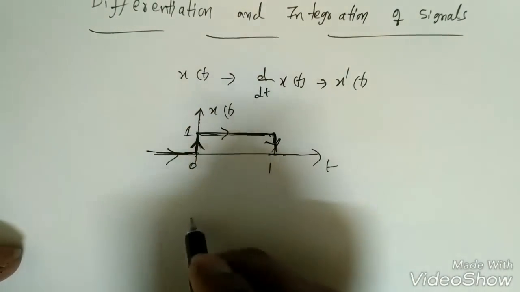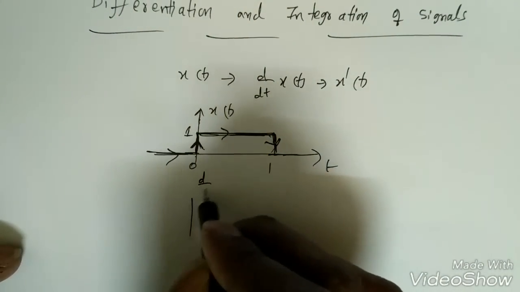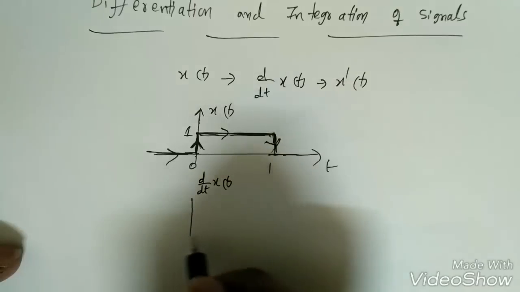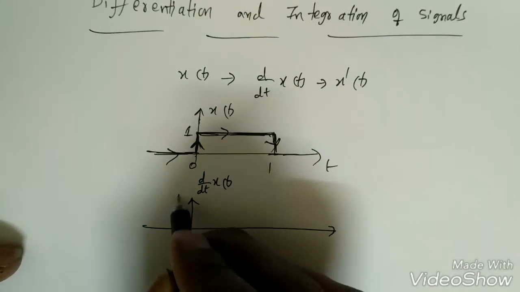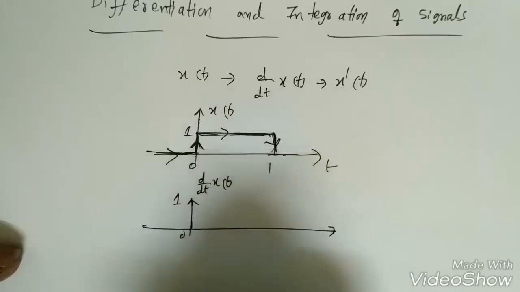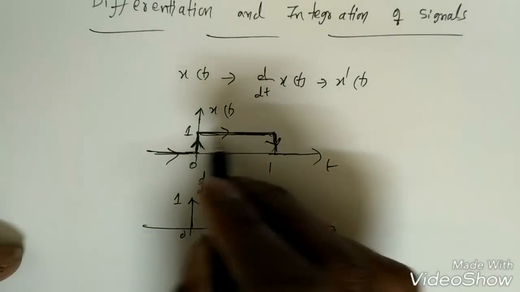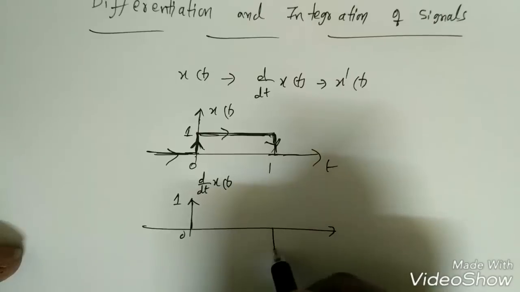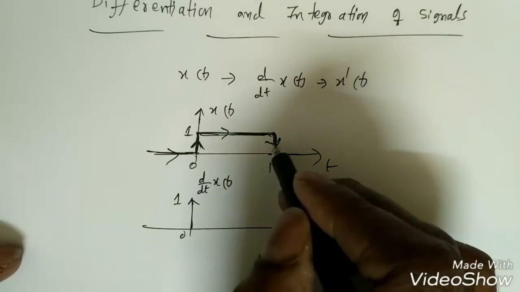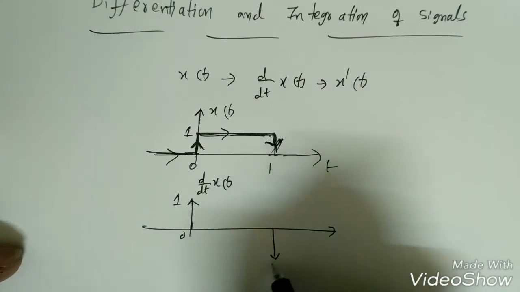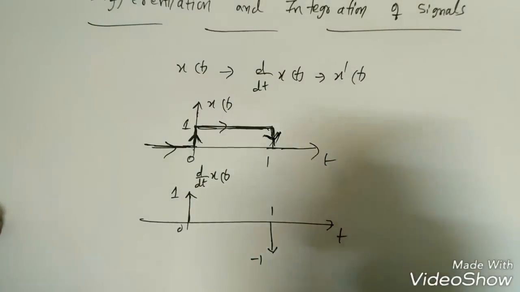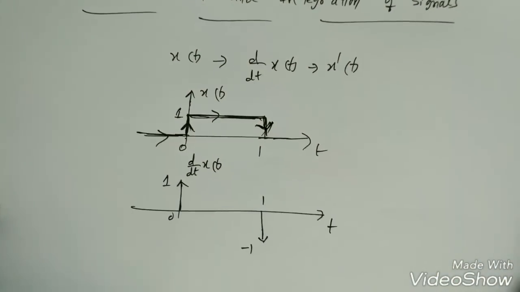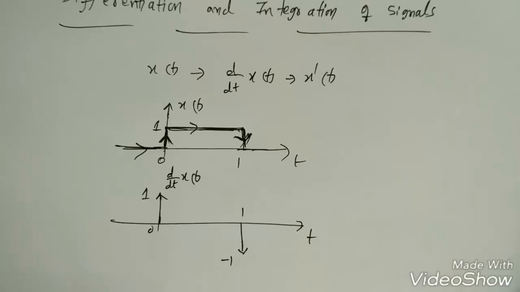So if I differentiate this one, d by dt of x of t, what we will get? At t equal to 0, we will get one impulse, that is 1, and this is 0, but at 1 we will get a downward one, so minus 1 at 1. So this is the differentiation of a signal if it has a discontinuity, right?